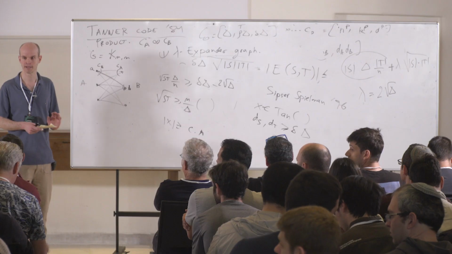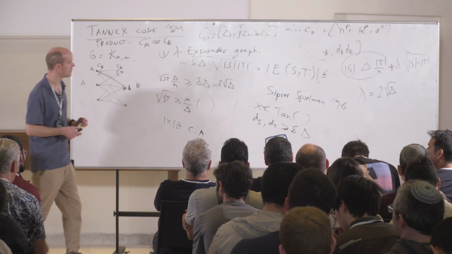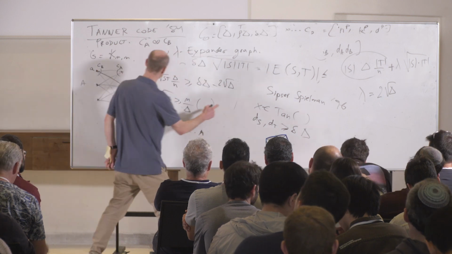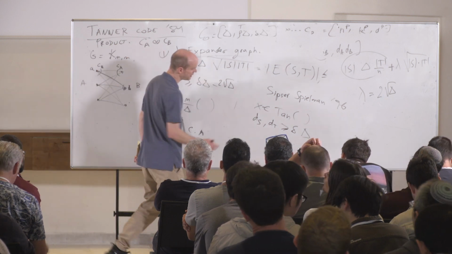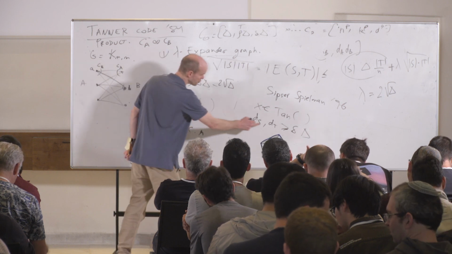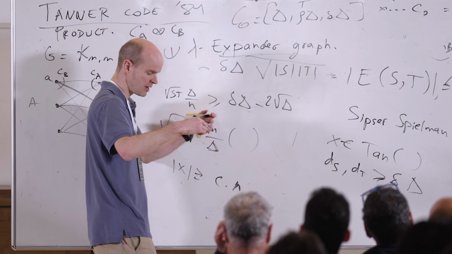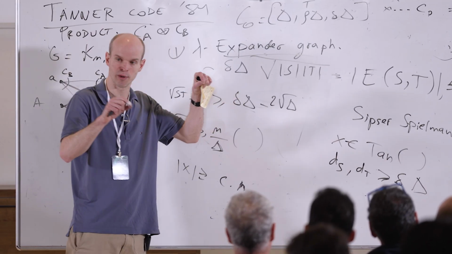Can you go over the ds and dt again, quickly? Yeah, so ds and dt are just the average degree of a vertex in S or in T when you look only at the subgraph where you keep just the edges between S and T.